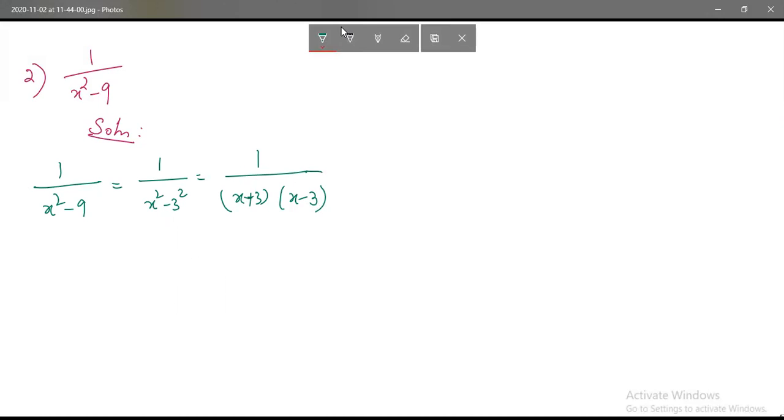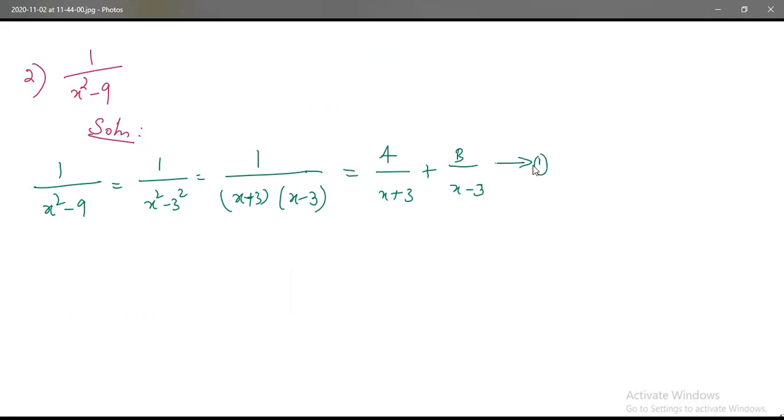Now this can be written as partial fractions. So that is equal to a by x plus 3 plus b by x minus 3. Okay, so this is the equation, and now we are going to simplify this. We are going to simplify the left side and right side of it.